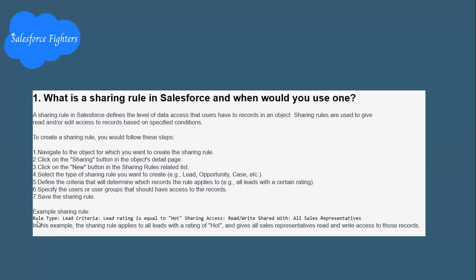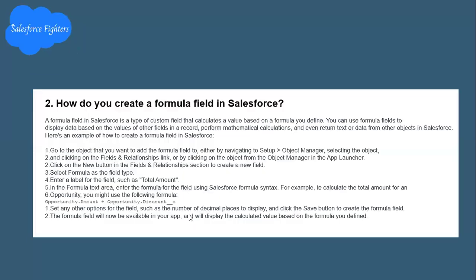Example: sharing rule type leads, criteria lead rating equal to hot, sharing access read write, share with all sales representatives. In this example, the sharing rule applies to all leads with the rating of hot and gives all the sales representatives read and write access to those records.